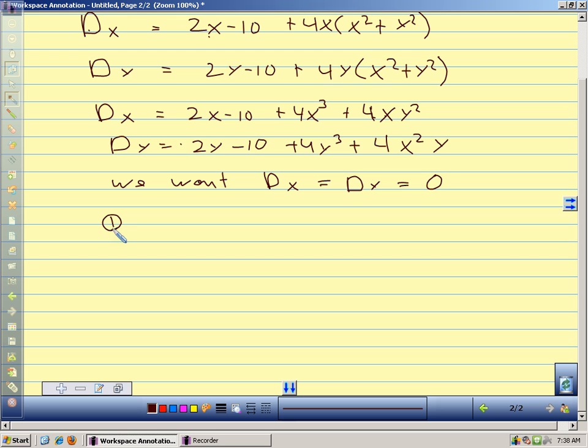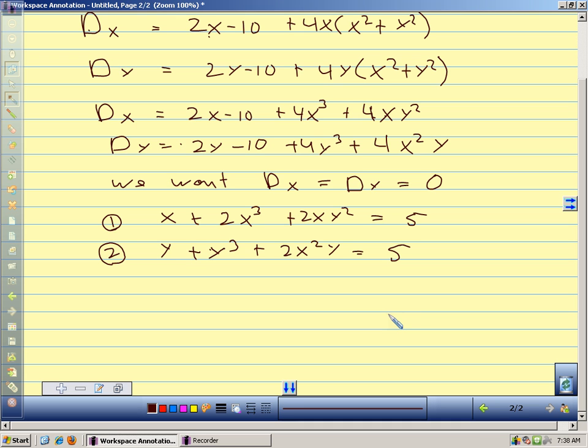Our first equation is going to be x plus 2x to the third plus 2xy squared equals 5. And our second equation is y plus 2y to the third plus 2x squared y equals 5. And we need to solve these two equations.